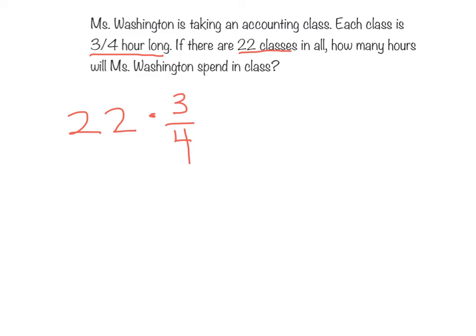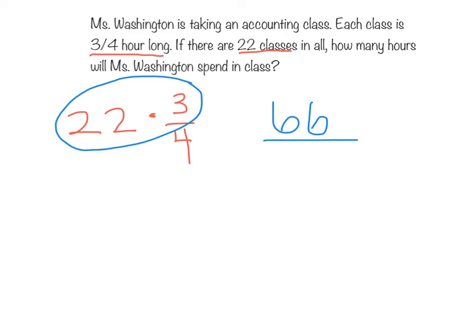So remember, boys and girls, when we're multiplying, it's like repeated addition. Or you can multiply the whole number with the numerator. So I'm going to multiply 22 times 3, which is 66. And my denominator stays the same. So now, boys and girls, I have to see how many times 4 can go into 66 evenly without going over. So the way I find that out is I divide 66 divided by 4.